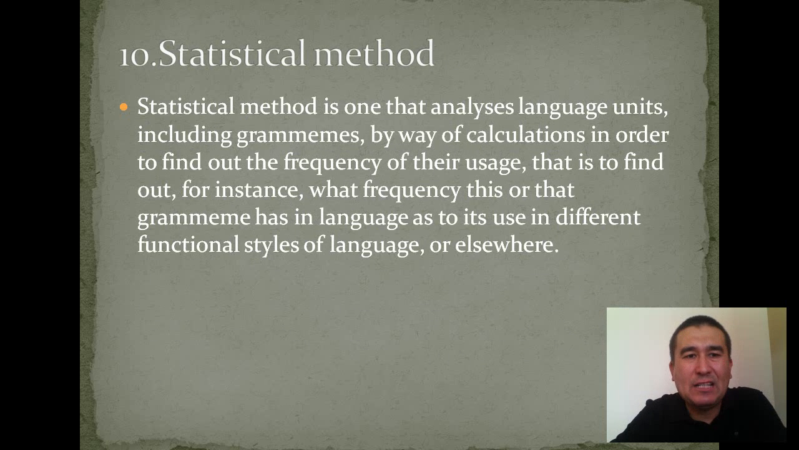Statistical method, this is the last one. The statistical method is one that analyzes language units, including grammar units, by way of calculations in order to find out the frequency of their usage. That is to find out, for instance, what frequency this or that grammar unit has in language. So the statistical method deals with the frequency of verbs, adjectives, and adverbs.